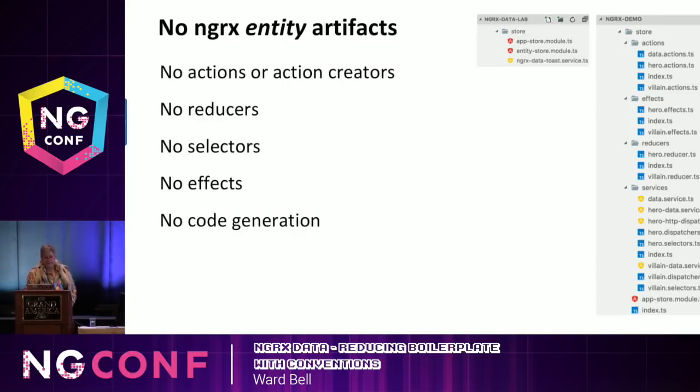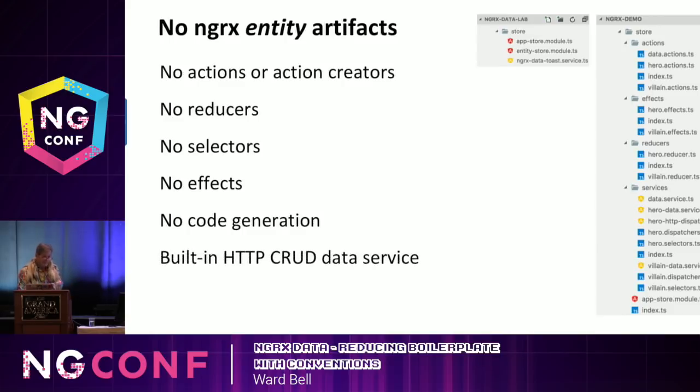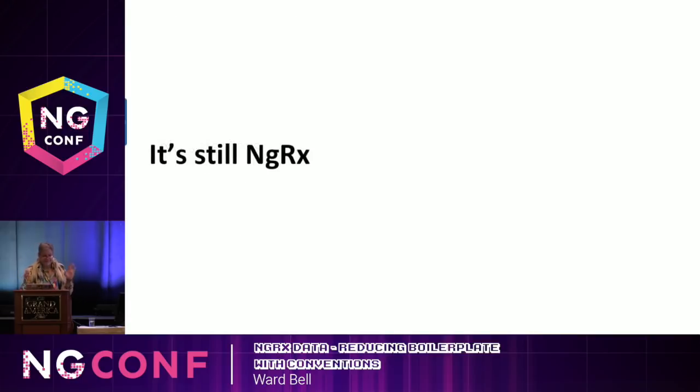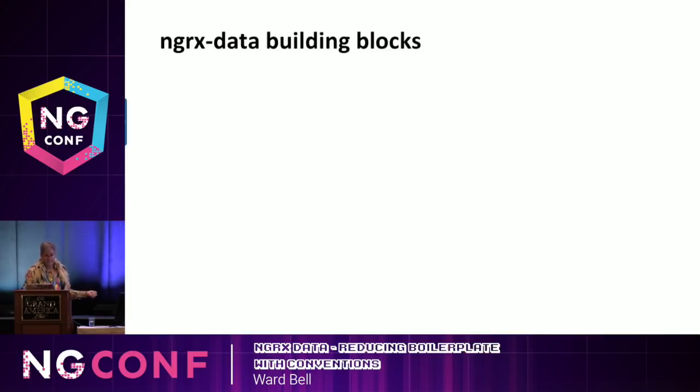This is not an argument against schematics. It's an argument about what the intention of NgRx data is, which is to say, a lot of these things are similar, there's a lot of the same patterns, so if you can follow the same patterns, we'll create these things, these artifacts, for you on the fly. You won't have to write them. They're there, all right? By the way, there's a built-in HTTP CRUD service. It's still NgRx. This is not an alternative to NgRx. This is saying if you follow conventions, we can do a lot of the things that you would do by hand ourselves for you on the fly, all right?